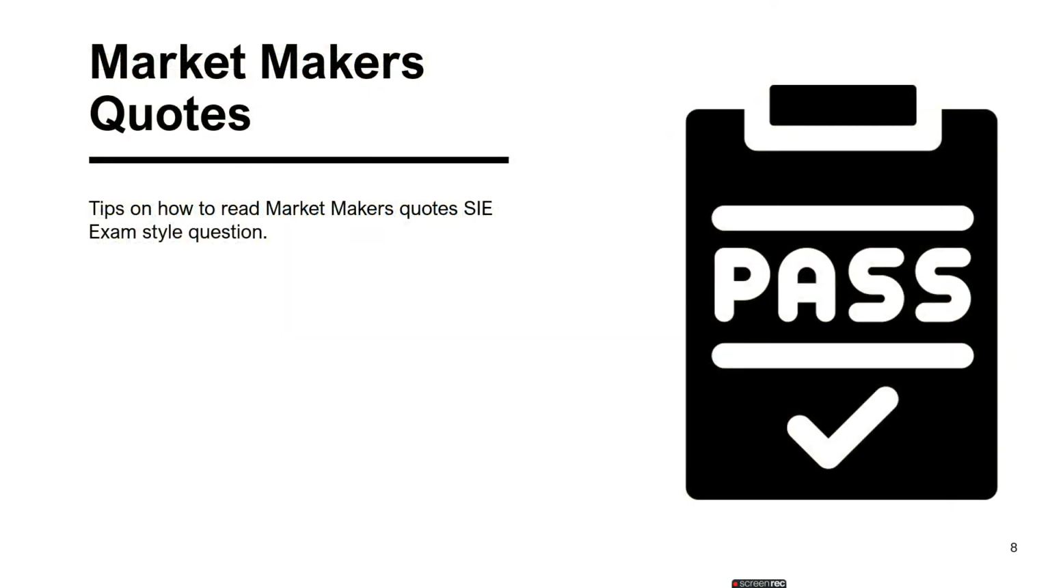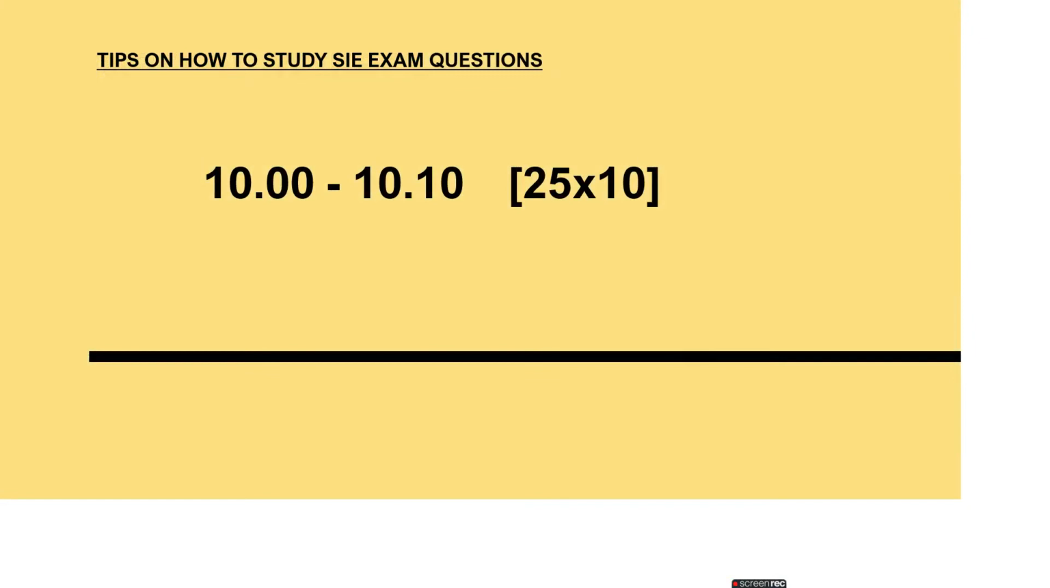Let's go next to how to read the market maker quotes. Now, when you see a quote like this, what you want to remember are these things here. The first value is the bid price, meaning how much the market maker is willing to buy a stock for. The second value is the ask price, how much they are willing to sell for.